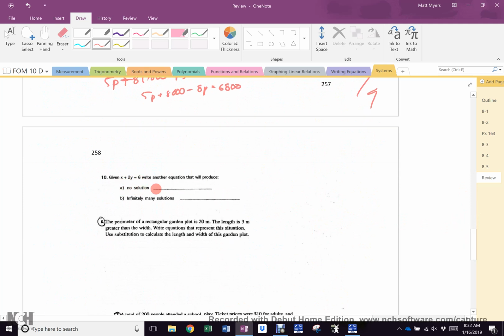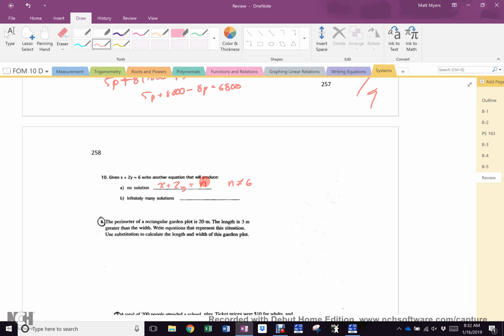How many different answers could go in both of these spots? An infinite amount of answers. So, if it has no solution, then x plus 2y would equal anything but 6. So x plus 2y can equal m. No, not m, because m is slope. x plus 2y equals n, and n can't equal 6. If you have anything but 6 there, all that's happened is that line is slid up or down.